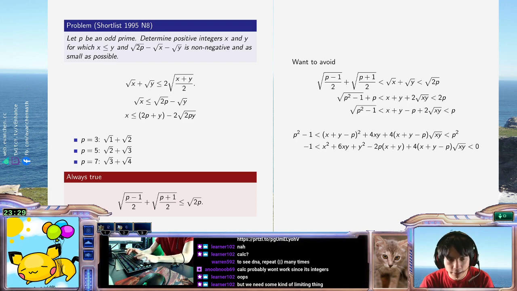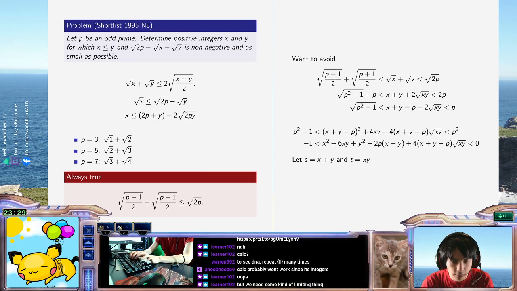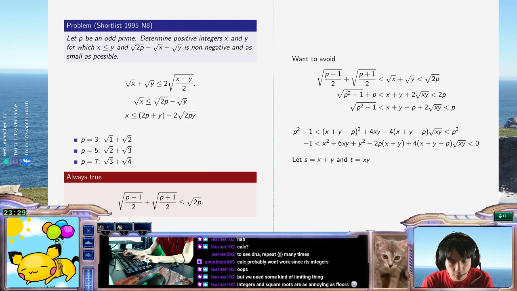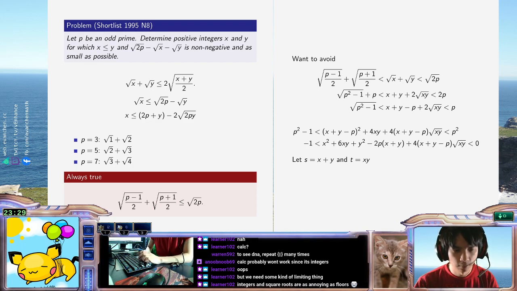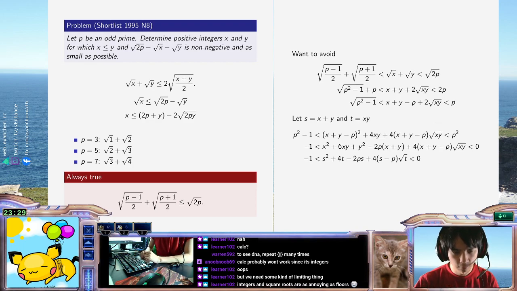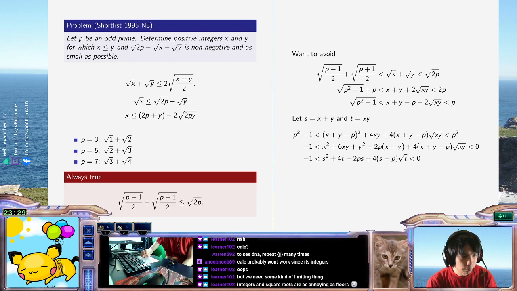Okay, so let s equal x plus y and t equal x times y for brevity, because this thing is getting really gory. Integers and square roots are as annoying as floors.